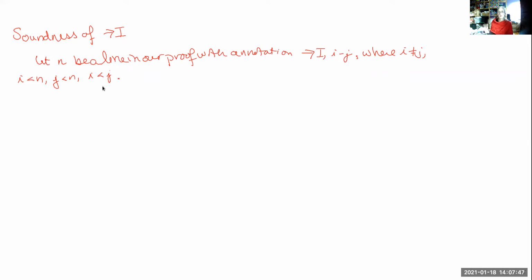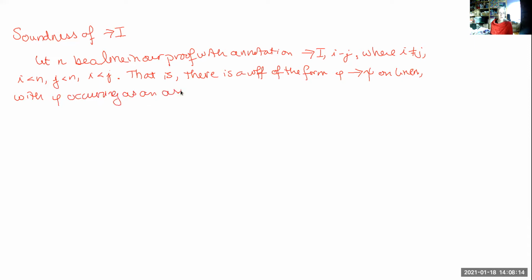So this is what it would look like. Spelling this out, this means that there is a well-formed formula of the form phi implies psi on line n, with phi occurring as an assumption on line i, and psi is derived on line j. Now, of course, i through j are making up this subproof, and n closes that scope and comes back out. But those details don't matter for just spelling out what formulas are on what line.